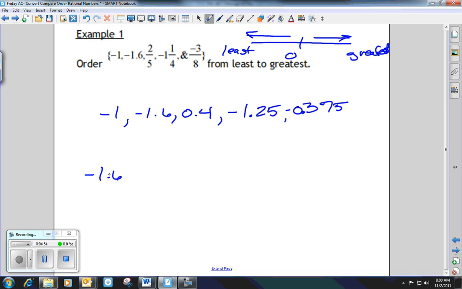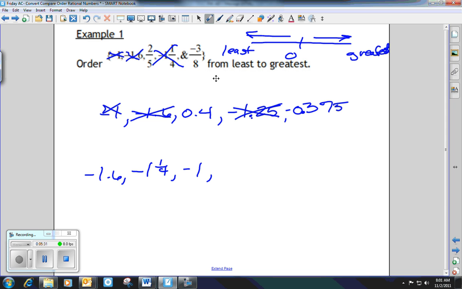So -1.6 is farthest to the left or to the least side on my number line. Next after that, I'm going to cross that one out because I've already used it. Next after that is going to be -1 and 25 hundredths. So that matches up with -1 and 1/4. So my next number is -1 and 1/4. Cross those out. Those are done. Next is -1 right here. -1.